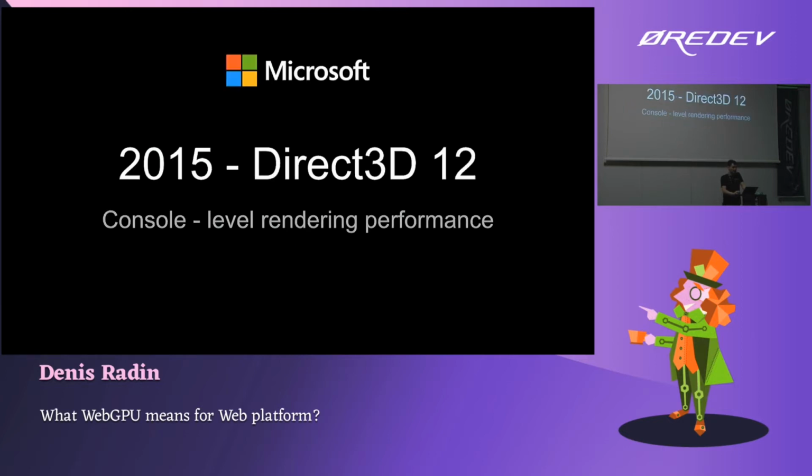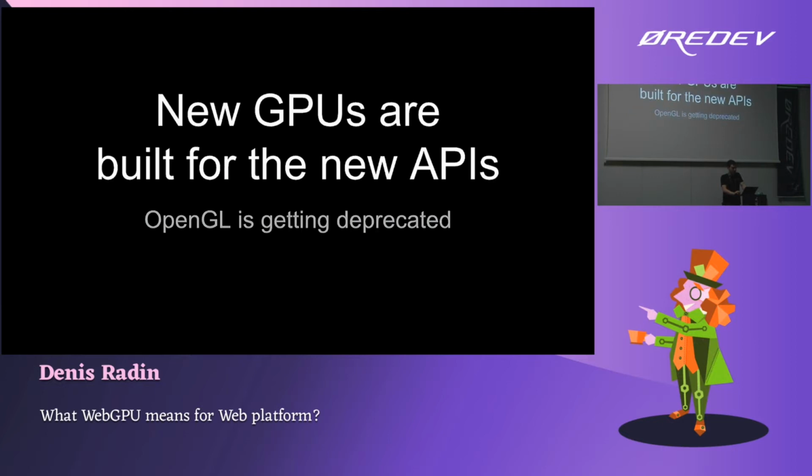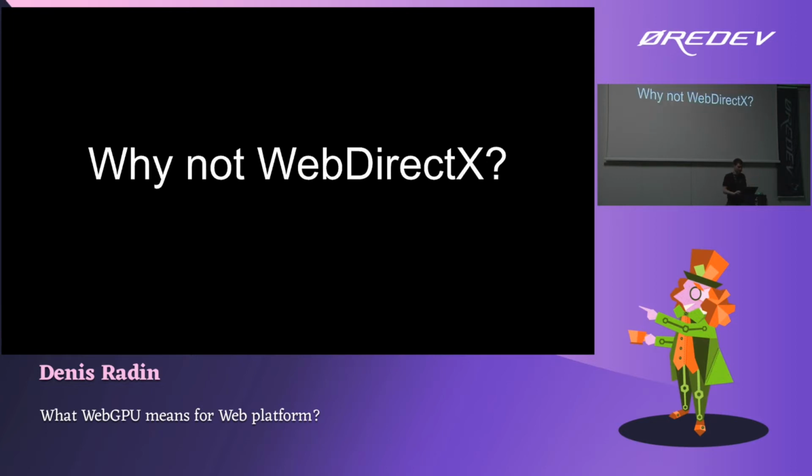And then the new version of DirectX 3D was released by Microsoft that promised a very high level of performance. And then Vulkan by Khronos Group, that is mostly used in Android, a very low-level API. So new GPUs now are being built for these big consumers: consoles, Android, Windows, etc. And OpenGL is getting deprecated. It's just not actual anymore. So we need a new API to be compatible with these new GPUs and new standards.